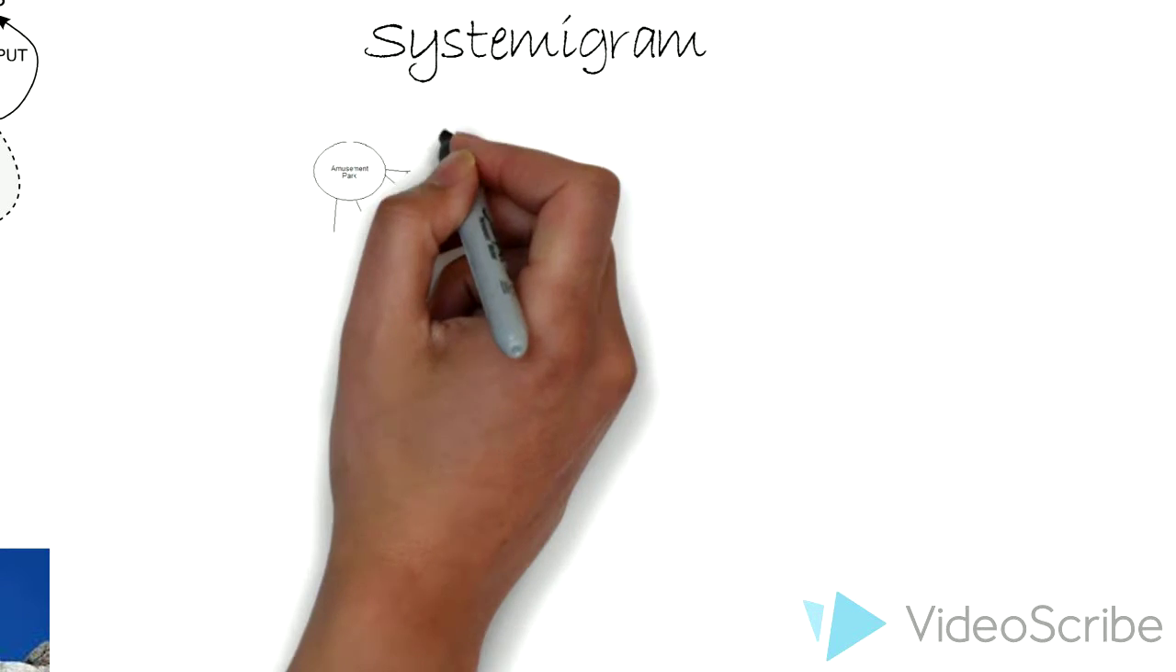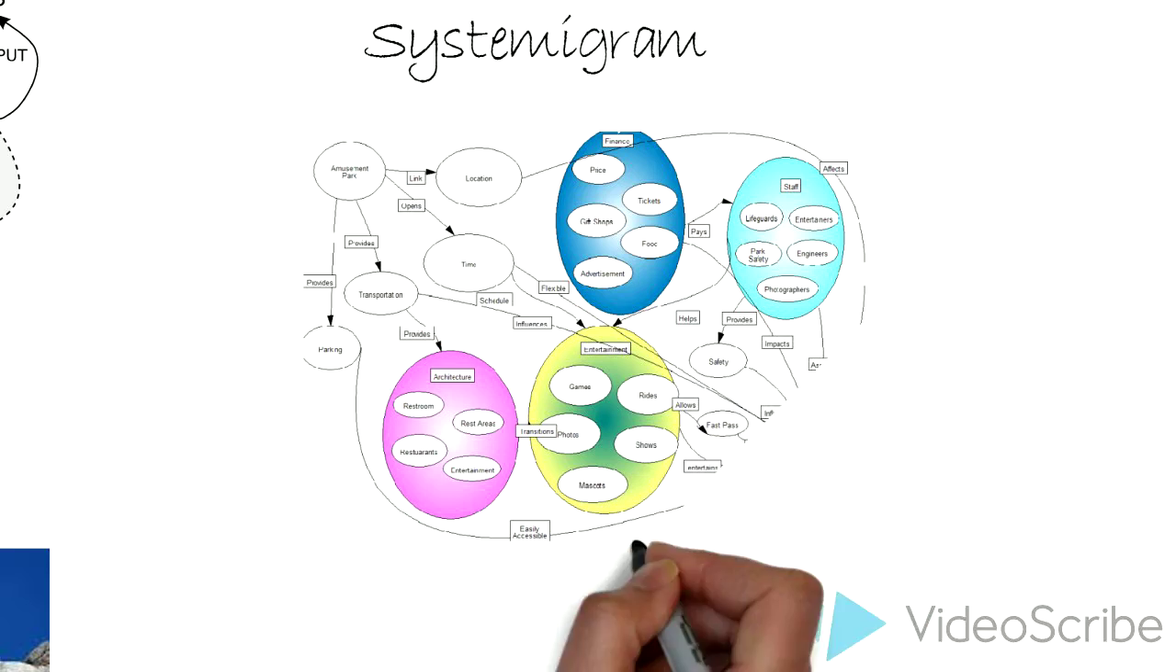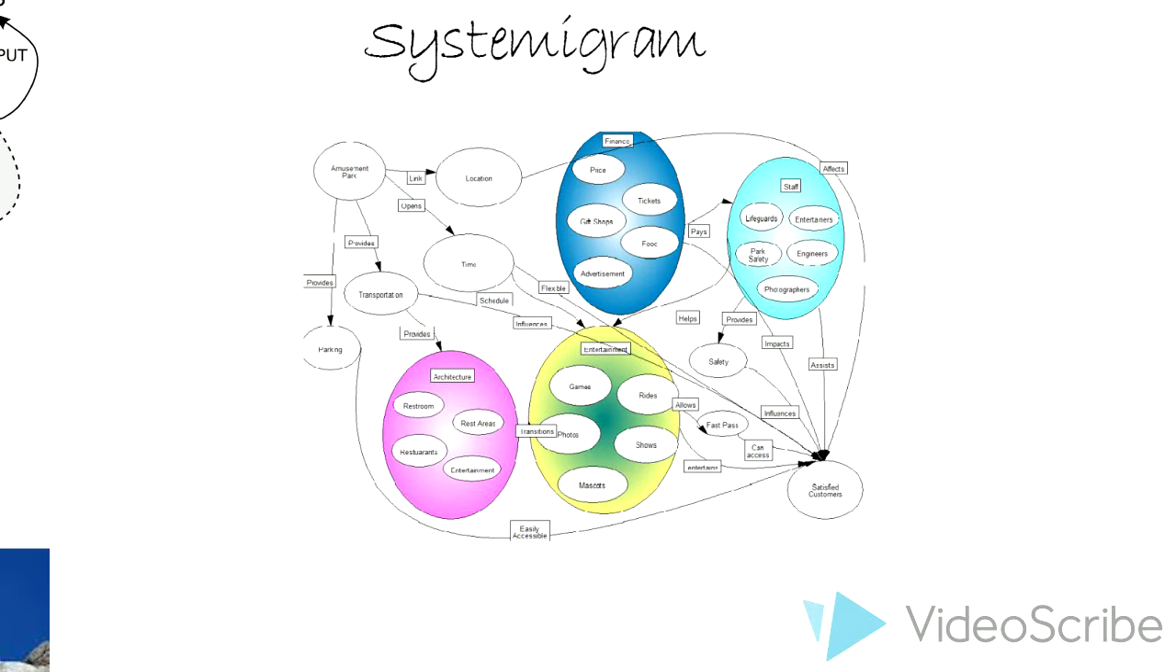A systemogram. A systemogram is a diagram that shows all the small elements and subsystems that go into building a system and shows all the interactions. There's the starting point and the product. In this case, you want satisfied customers, and it shows all the interactions between the elements and how to reach the end result.